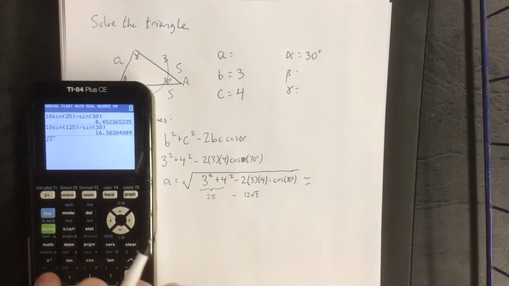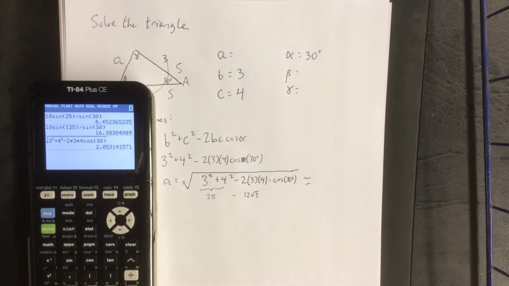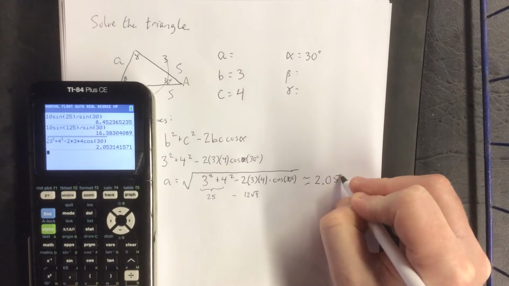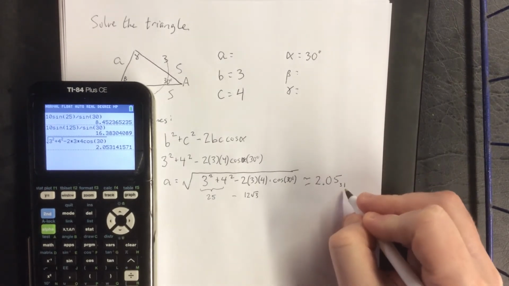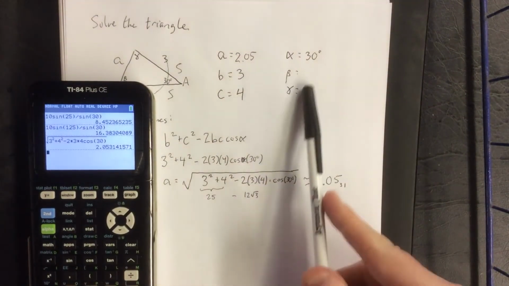Square root of 3 squared plus 4 squared minus 2 times 3 times 4, cosine 30 degrees. Bam! So we are going to refer to this as, for a final answer, 2.05. But if we need to do work with it, we'll call it 2.0531. If we round too early, that can mess with the angles a bit.